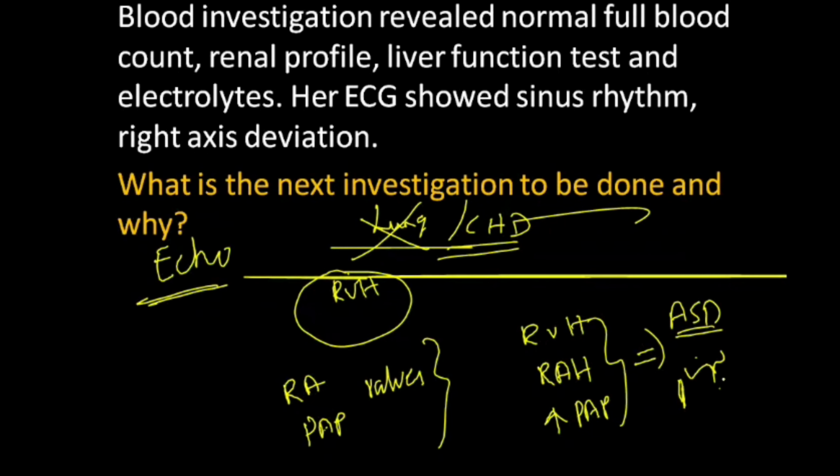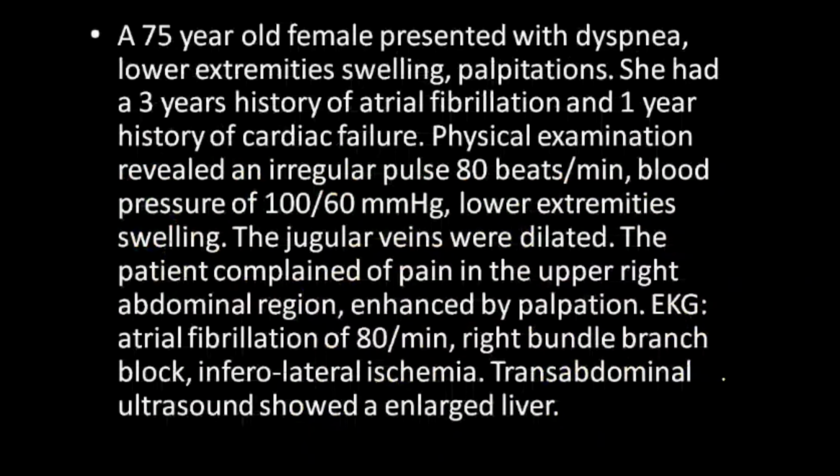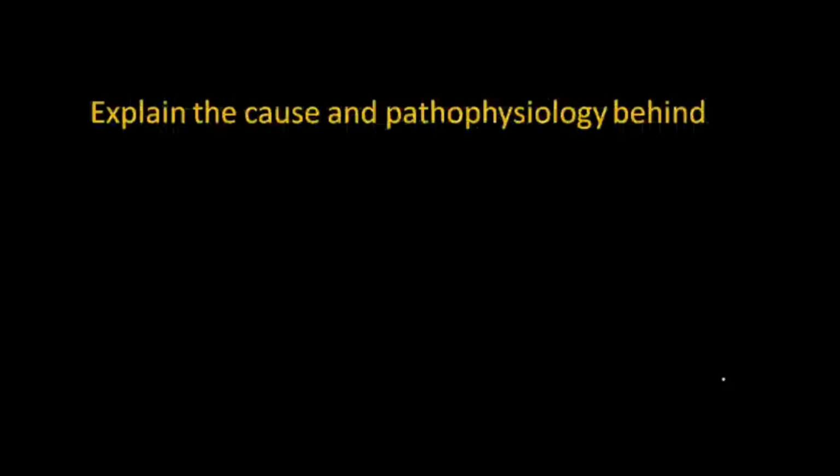Now the second case discussion. A 75-year-old female presented with dyspnea, lower extremity swelling, palpitations. She had a 3-year history of atrial fibrillation and 1-year history of cardiac failure. Physical examination revealed an irregular pulse, blood pressure was normal, lower extremity swelling was present, jugular veins were dilated, and the patient complained of pain in the upper right abdominal region enhanced by palpation. ECG showed atrial fibrillation, right bundle branch block, infralateral ischemia. Transabdominal ultrasound showed an enlarged liver. So now, explain the cause and pathophysiology behind this.